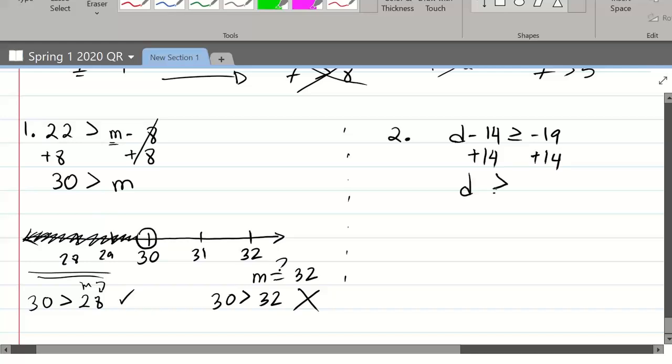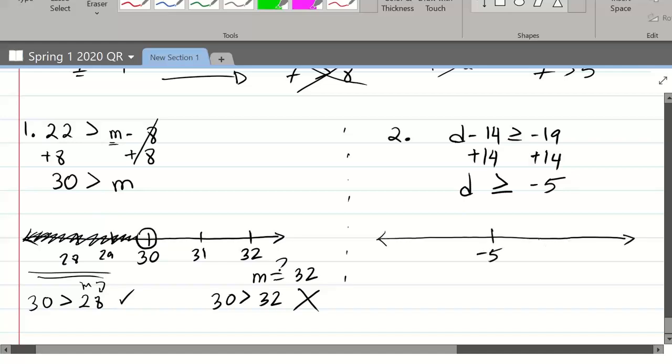D is greater than or equal to, again, make sure to use the calculators, right? If you have trouble with adding along with a negative number, negative 19 plus 14 gives us negative 5, right? So D is greater than or equal to negative 5. So let's draw out our number line.